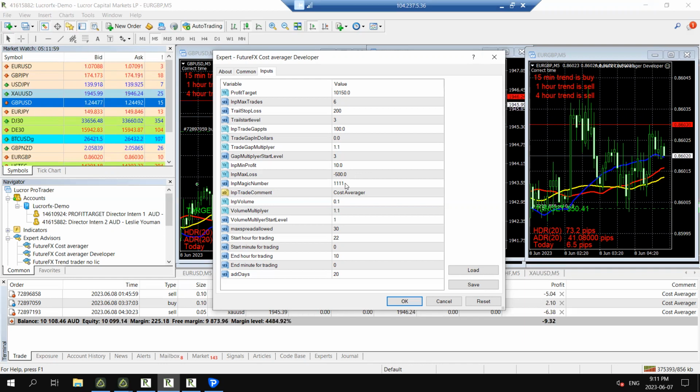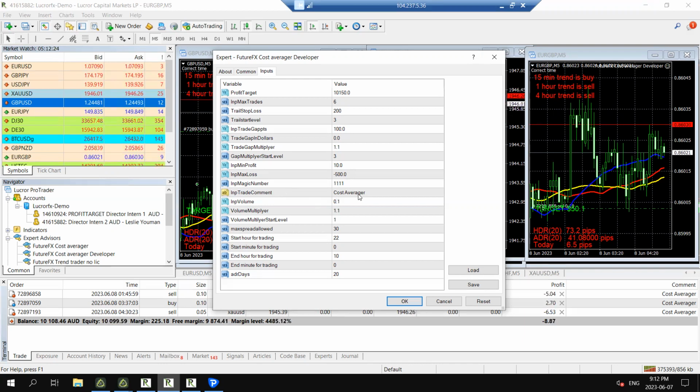Now, the magic number, like any PA, it's really not important. It's just how the software identifies which trades it's personally taken out, as opposed to trades from another software or a manual trade. You can change that number if you like. It won't interfere with the software. It'll just use that changed number to identify its own trades.